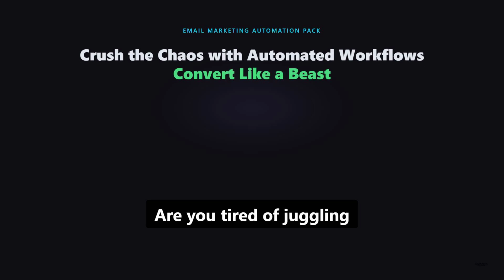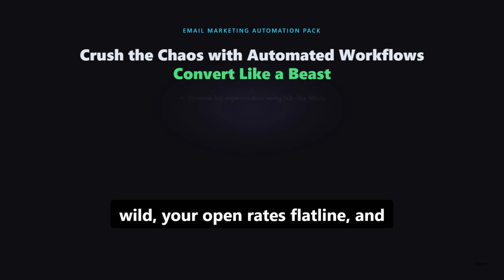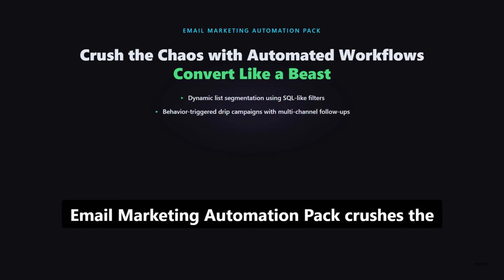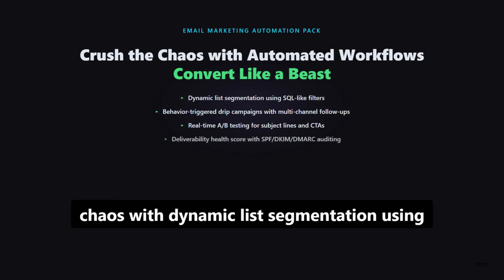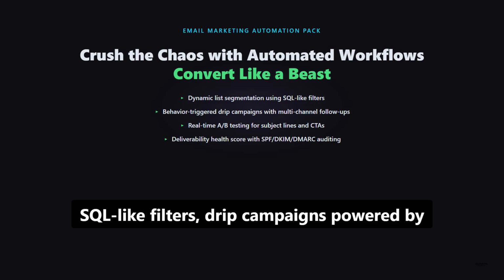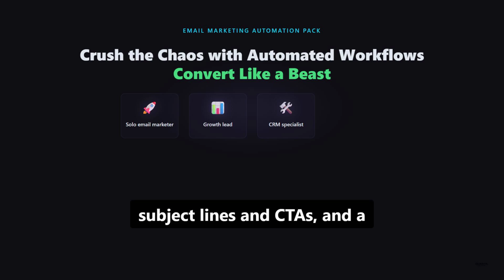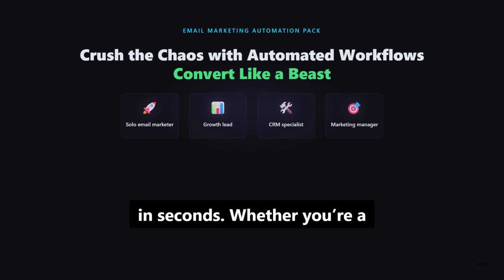Are you tired of juggling spreadsheets while your email lists grow wild, your open rates flatline, and competitors eat your lunch? The email marketing automation pack crushes the chaos with dynamic list segmentation using SQL-like filters, drip campaigns powered by behavioral triggers, real-time A/B testing for subject lines and CTAs, and a deliverability health score that audits SPF, DKIM, DMARC in seconds.